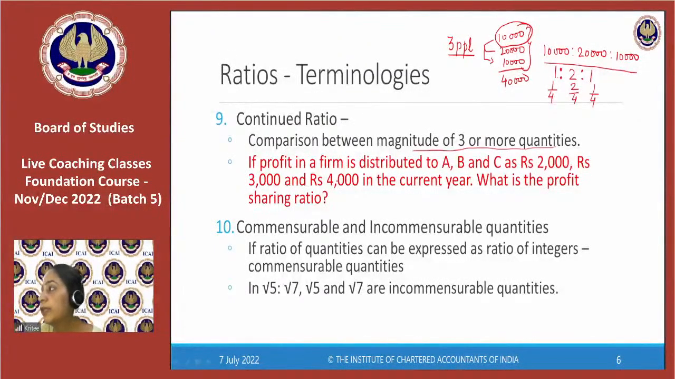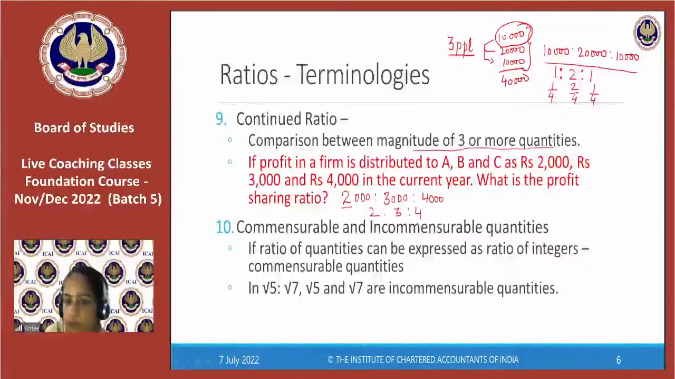Yes, Beta. Continued ratio is the relationship between 3 or more of the magnitudes. Fine. So continued ratio will compare the quantities which are more than 3 in number. So when the profit is divided amongst 3 people, say A, B, and C, in the ratio 2000, 3000, and 4000, what is the ratio between them? That is 2000 is to 3000 is to 4000. Simplifying, it's 2 is to 3 is to 4.